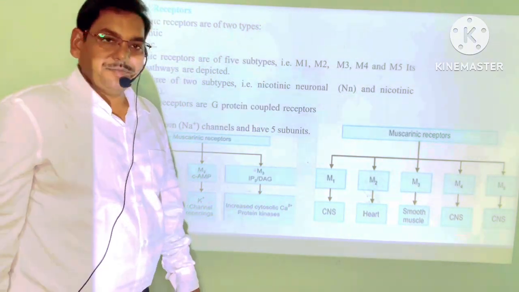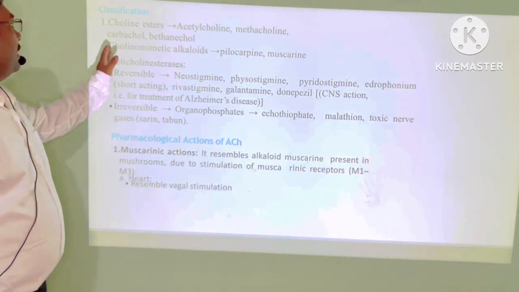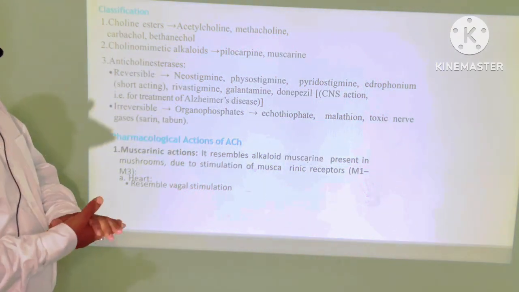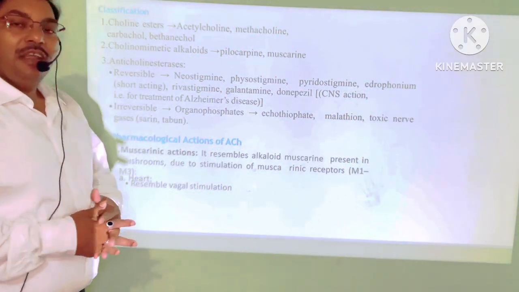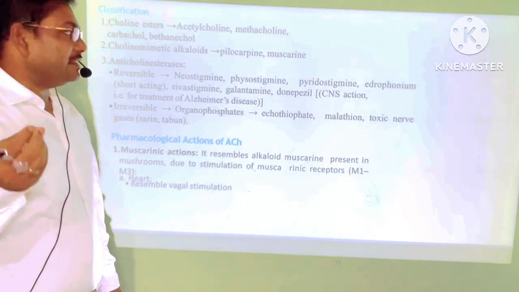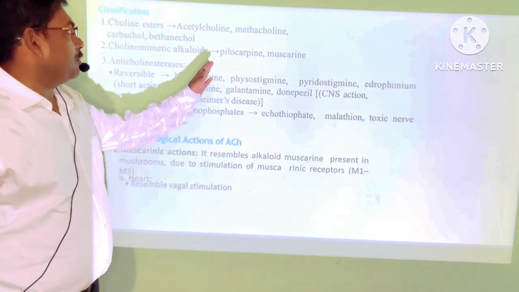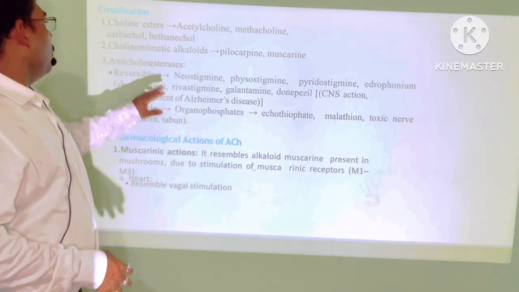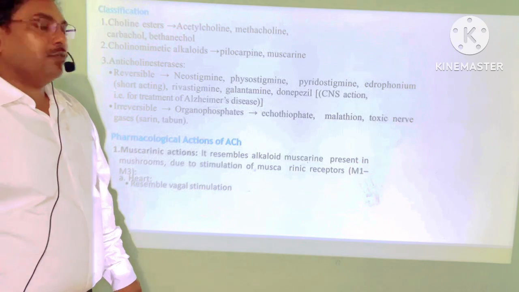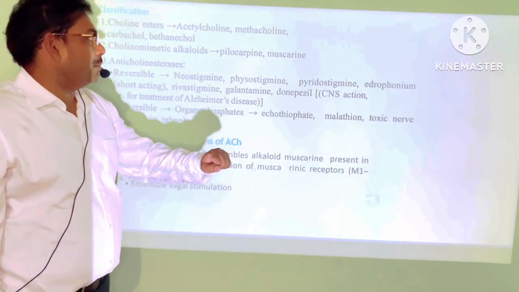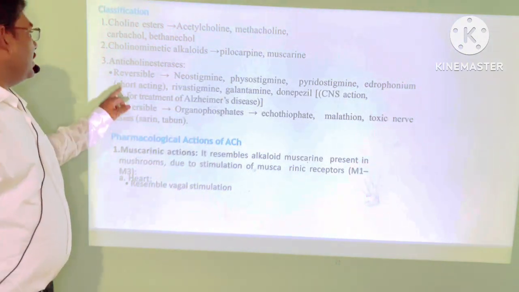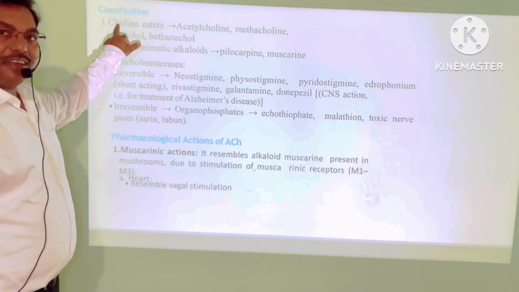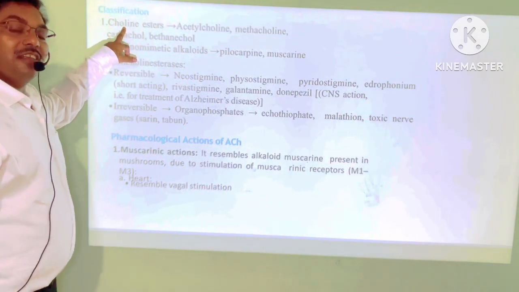Okay, next slide. The different classification of the cholinergic drugs: the choline esters, that is acetylcholine, methacholine, and carbachol, bethanechol, and the cholinomimetic alkaloid drugs, which include pilocarpine and muscarine. After that, these drugs act directly on the receptor.